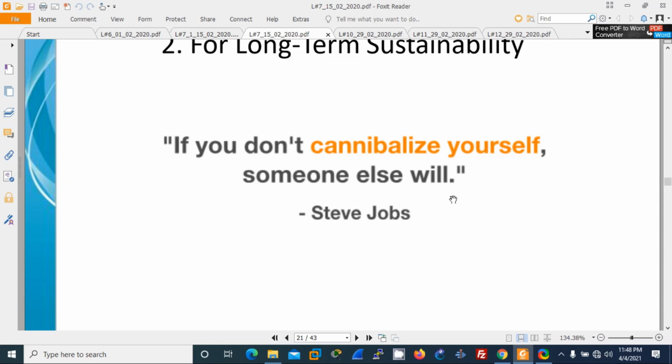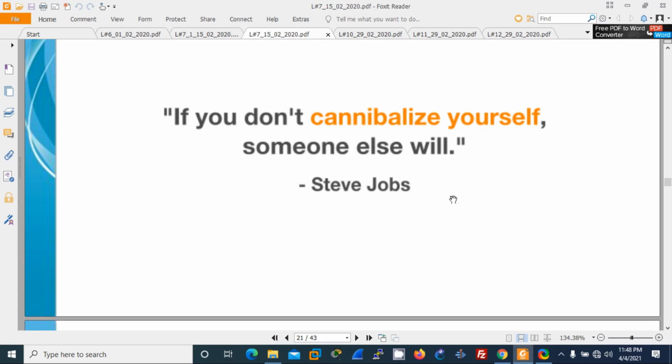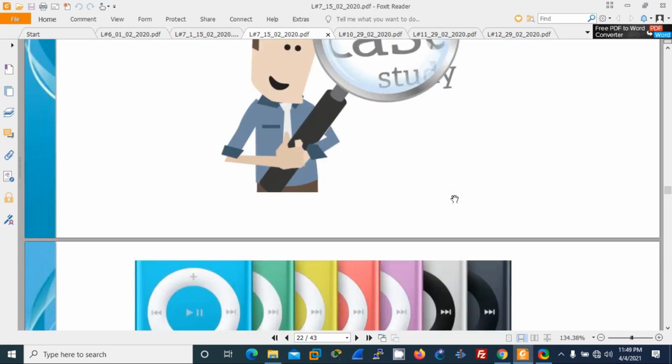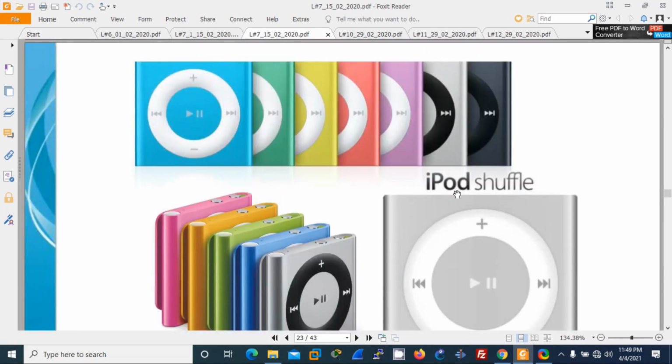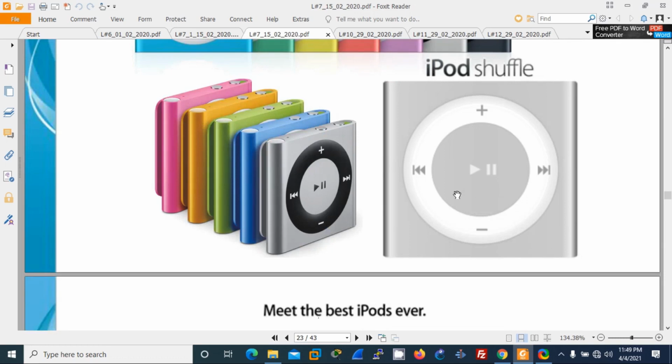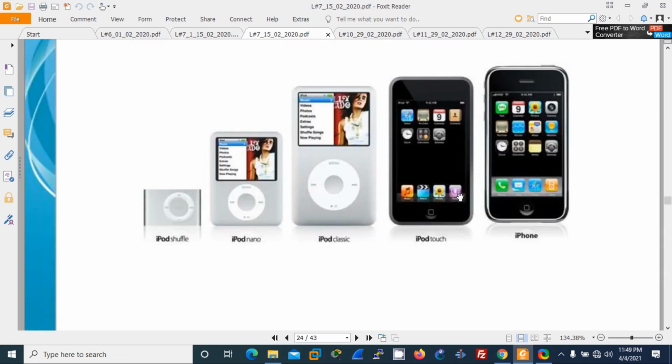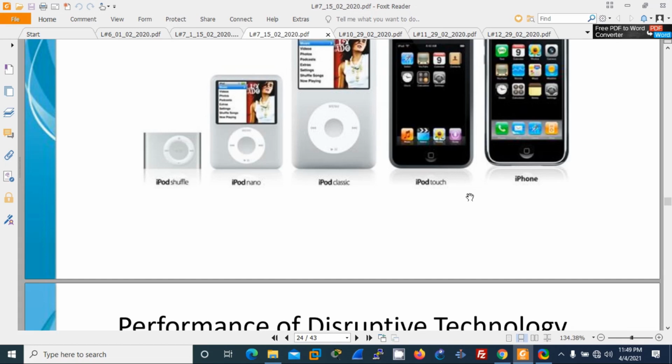And this can be applied to any industry, like I mentioned, software, telco, maybe chip manufacturing, the technological sector, any sector, it works. And as a result, Apple made an example of themselves by changing their iPod series from shuffle to nano to classic to touch and finally the iPhone. That level of cannibalization they made in their own products.